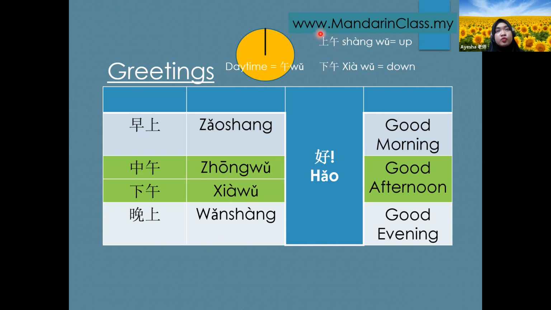Again, we already said 午 is a term for daylight. Okay, it's not the name. Don't go around and say daylight is 午. It's the term for daylight. So we now know 上午 refers to morning and 下午 refers to afternoon. So technically, anything on this side of the clock when it comes to daytime is 上午. Anything on this side of the clock when it comes to afternoon time, we call it 下午.